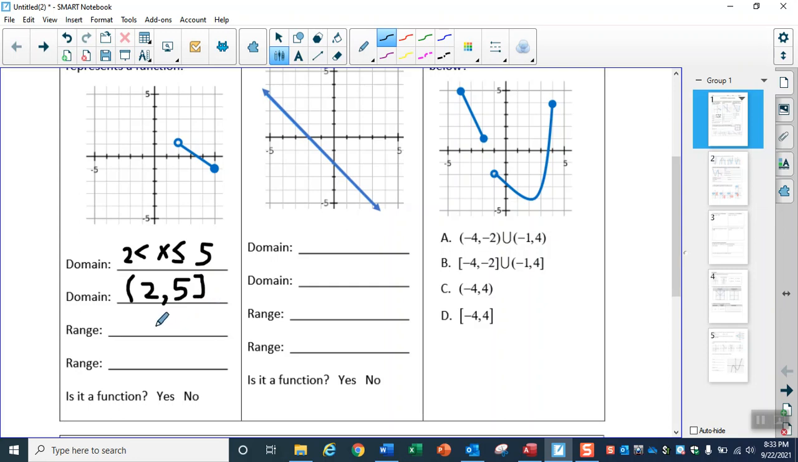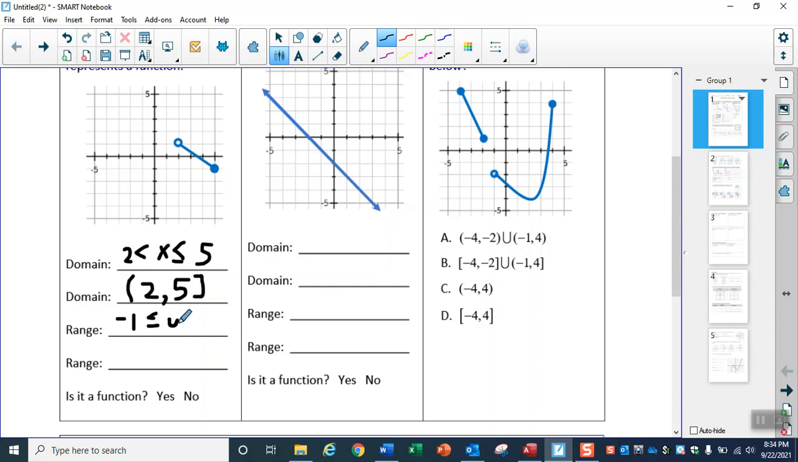And the range is going to be my y values, so I'm going to go from bottom to top, so that would be -1 to +1. All right, if I come over here, I'm going to do -1, and starting at the bottom, that's a closed circle, so I'm going to use less than or equal to.